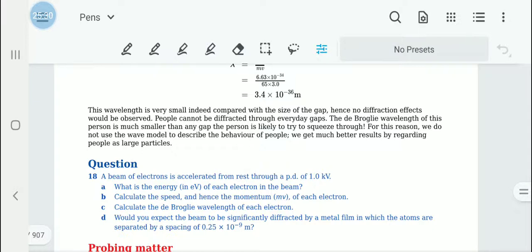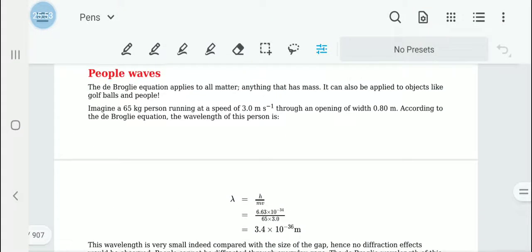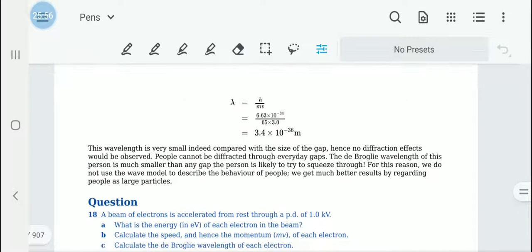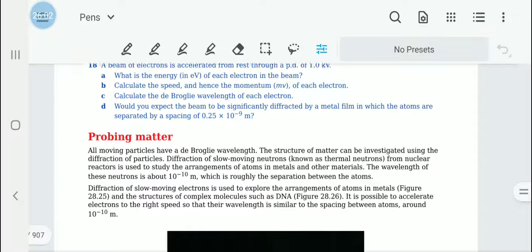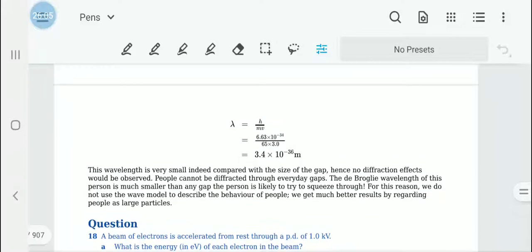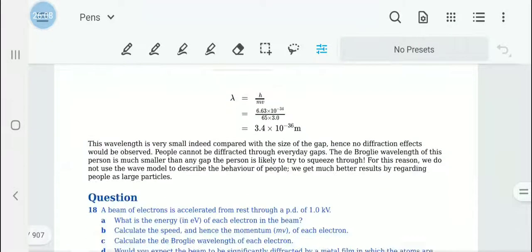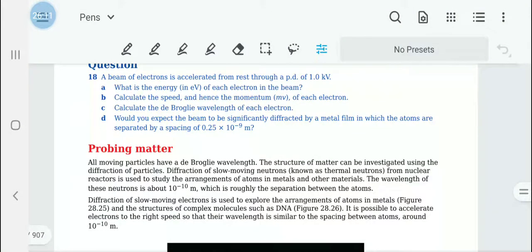So as a result, we can't actually use this phenomenon to explain this diffraction. However, you need to understand that it is a theoretically possible explanation. I don't think a note would be required for that. But if you feel that there is anything important in this, you can summarize. Then move on to question number 18.